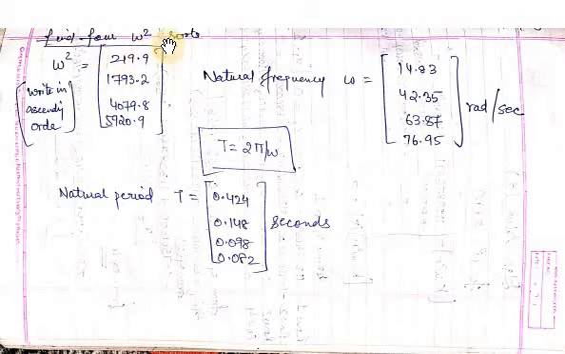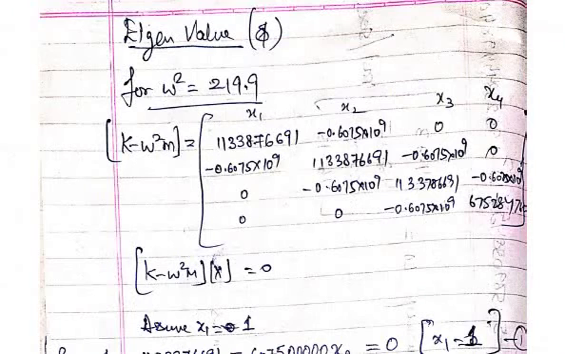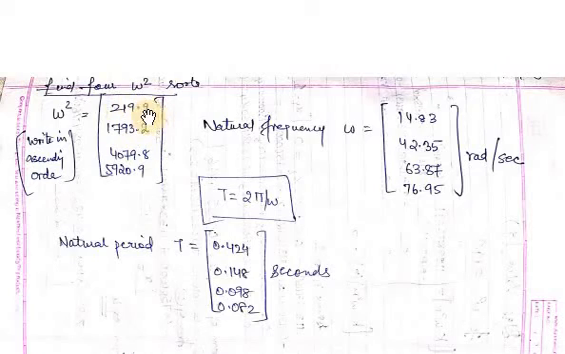To find the 4 omega square roots, your omega square is this way. We write this in ascending order. Your natural frequency omega is this in radians per second, and your T is equal to 2 pi by omega. Then your natural periods are this. For eigenvalue omega square equal to 219.9, this is from here.